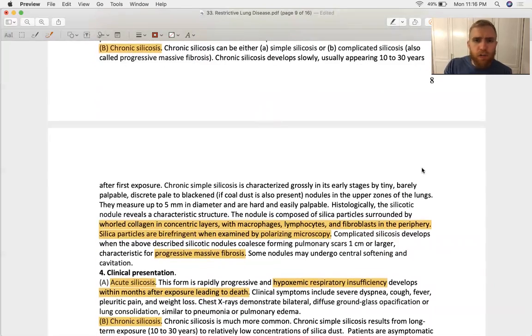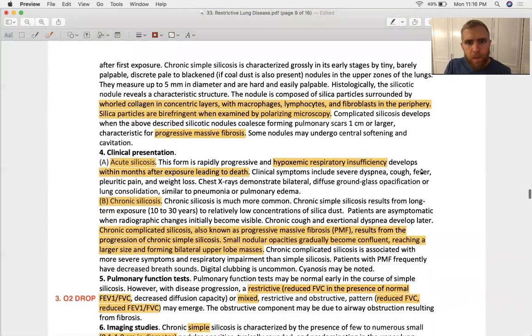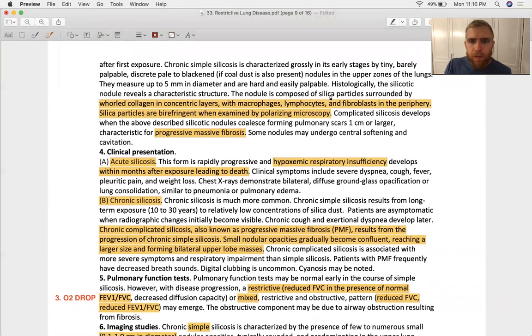Chronic silicosis is going to develop over decades rather than weeks or months. Once more, you see these silica particles surrounded by fibrosis with a lot of immune cells nearby and fibroblasts too, so that's not telling you anything you don't know. Silica particles are birefringent. What else is positively birefringent? Do you know? Pseudogout. What shape are those crystals? Rhomboid. What color? Blue.